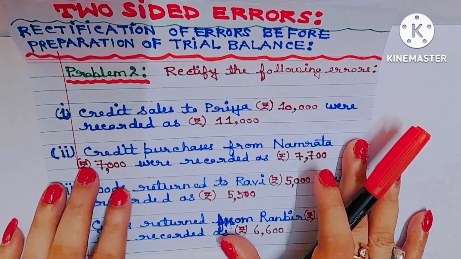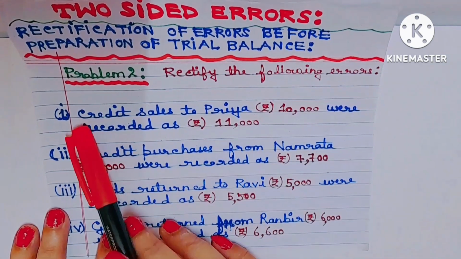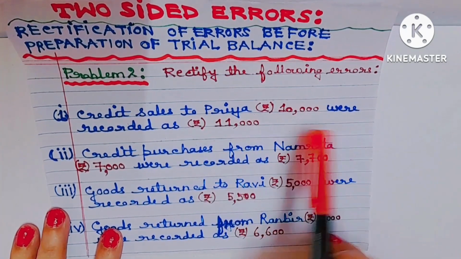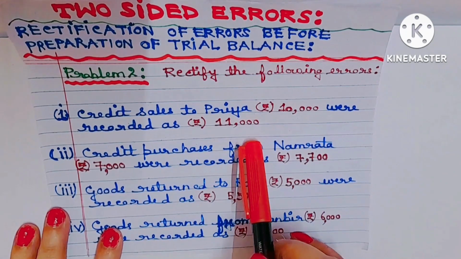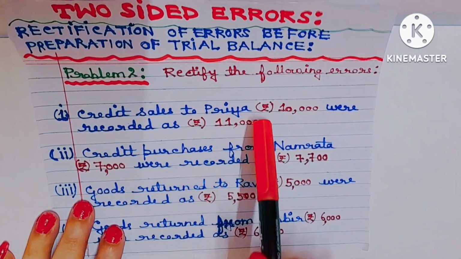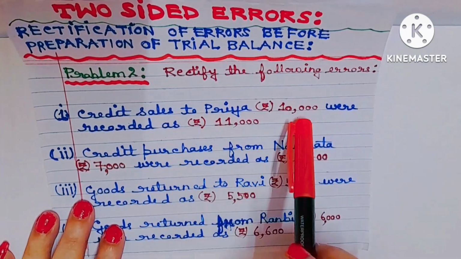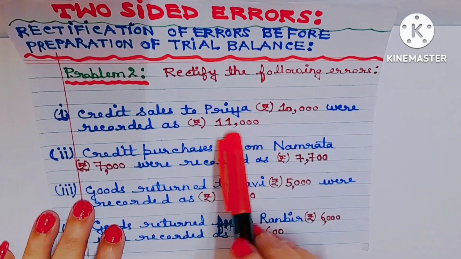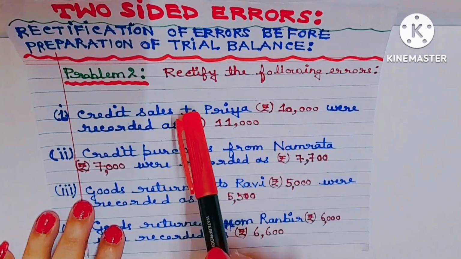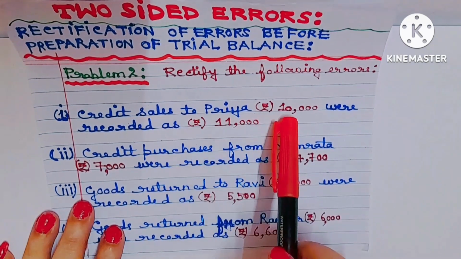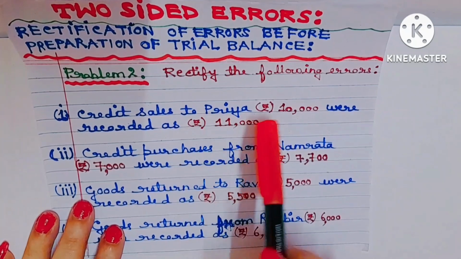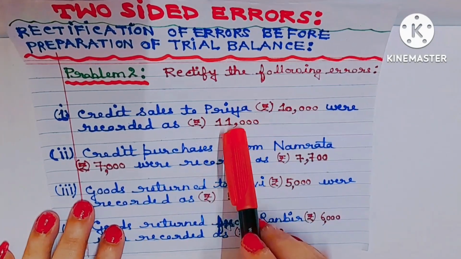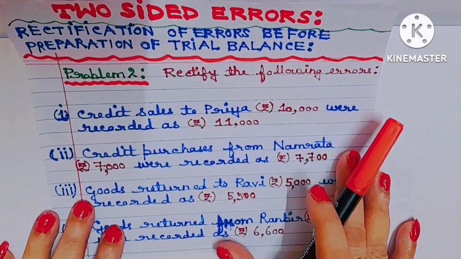Okay, so let's see the first transaction. Number 1, credit sales to Priya rupees 10,000, wrongly recorded as rupees 11,000. Please remember, credit sales to Priya rupees 10,000 is the correct part. Wrongly recorded as rupees 11,000 is the wrong part. Understood? So what will be the journal entry for the correct part? Credit sales to Priya rupees 10,000. So Priya account debit to sales account rupees 10,000.